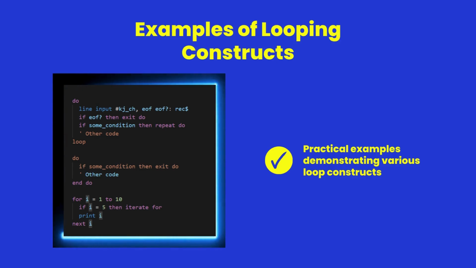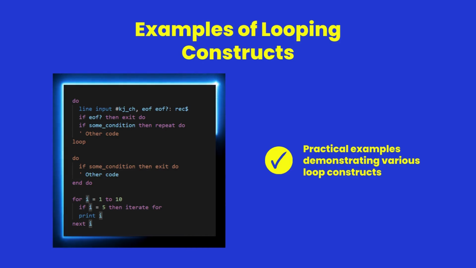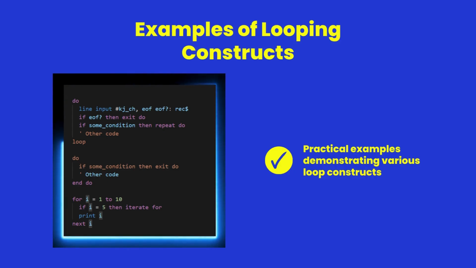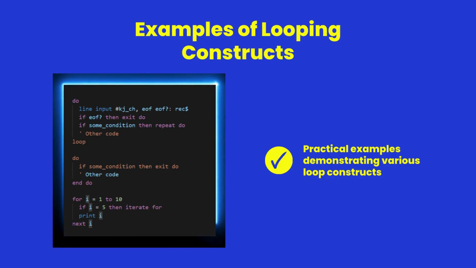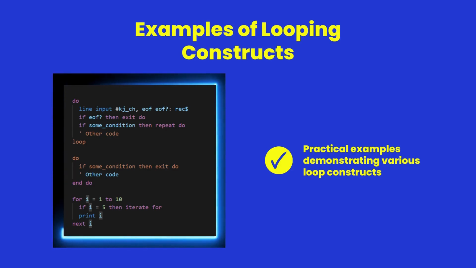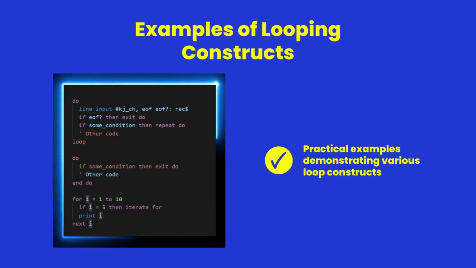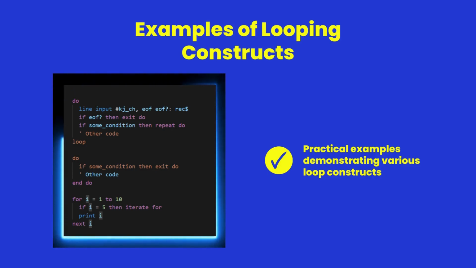Next, we use a do, end do block to execute a loop once and exit based on a condition. This loop executes once and exits if a certain condition, sum_condition, is met. Finally, we create a for next loop and use the iterate for statement to skip an iteration. This loop prints the values from 1 to 10, but skips the iteration when I equals 5.